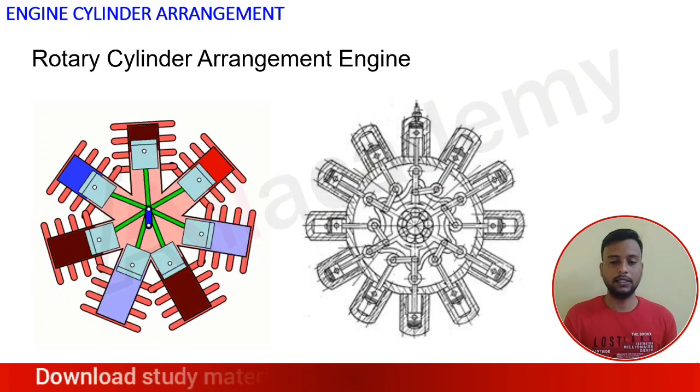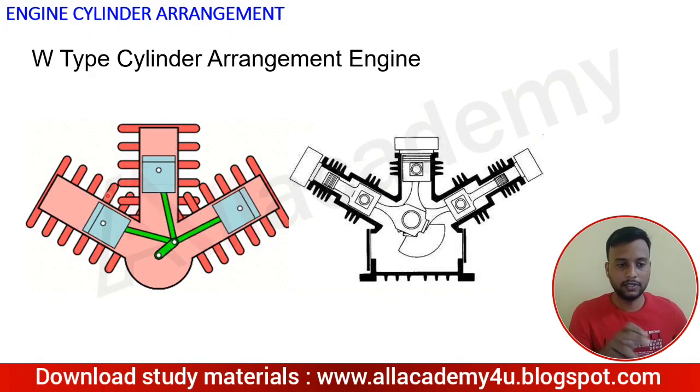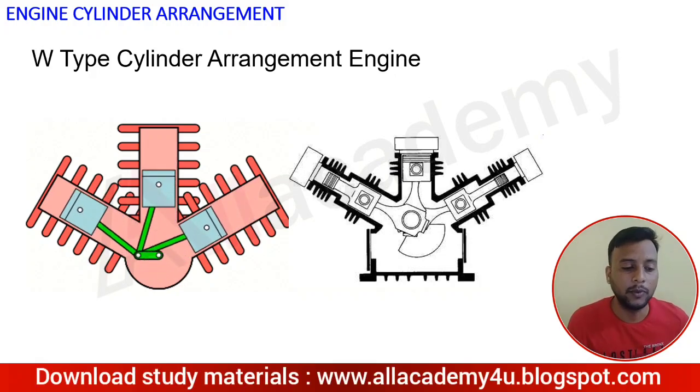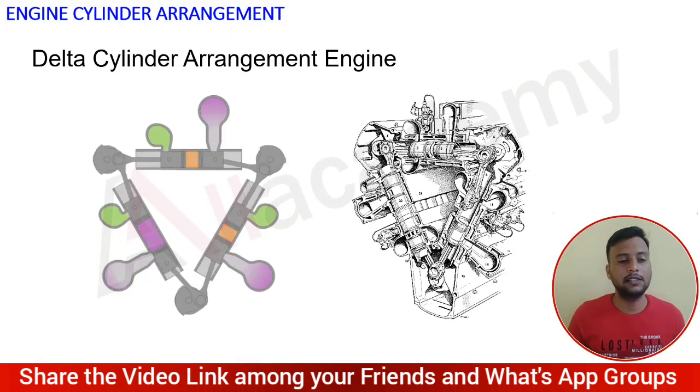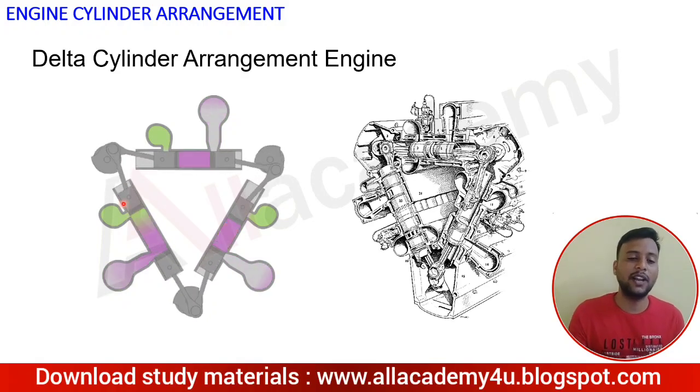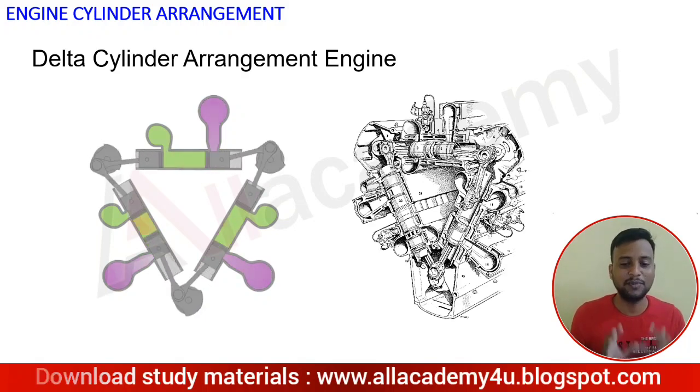The next one is the W type cylinder arrangement. Because of its W shape, it is known as the W cylinder arrangement. The next one is the delta cylinder, also known as the skeleton cylinder engine. Because of its complicated shape, it is called a skeleton engine. No need to draw and explain this one.